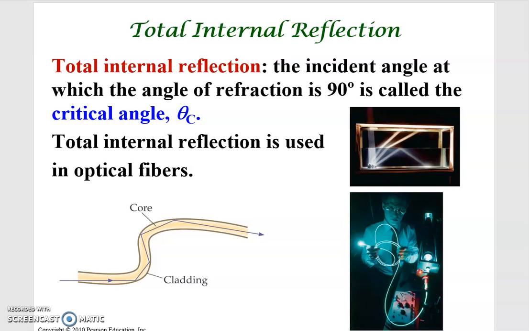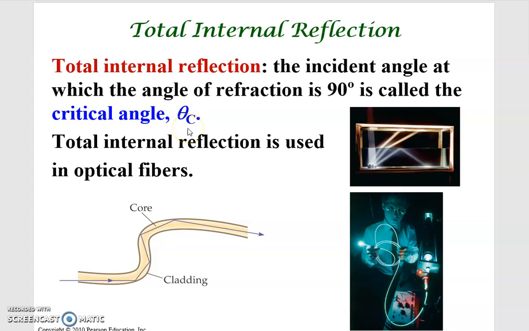But let's define this theta critical. It happens when you use Snell's law and the angle of refraction is 90 degrees, and this is the angle of incidence. So the critical angle is the incident angle. When you substitute this value for the refraction angle, with the index of refraction n2, in Snell's law, you will get this value.